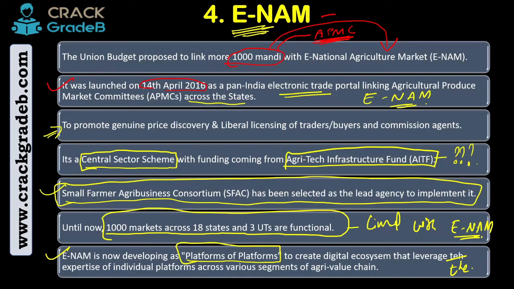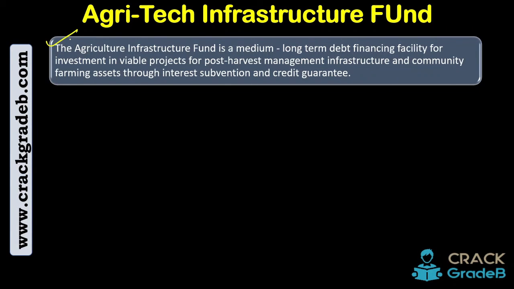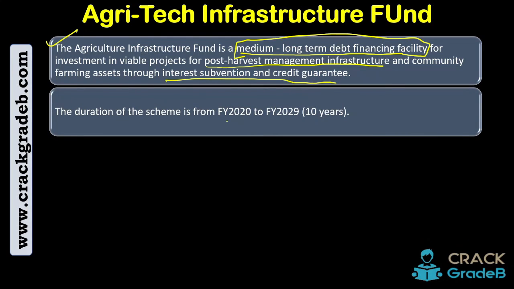Now let's move forward and see what is the Agriculture Infrastructure Fund. The Agriculture Infrastructure Fund is a medium long-term debt financing facility for investment in viable projects for post-harvest management infrastructure. Post-harvest, this is the keyword, right? Post-harvest and community farming assets, through interest subvention and credit guarantee. So that's a very important objective of the Agriculture Infrastructure Fund. The duration of the scheme is FY20 to FY29. It is for 10 years.